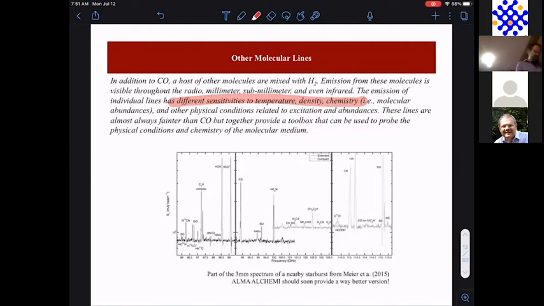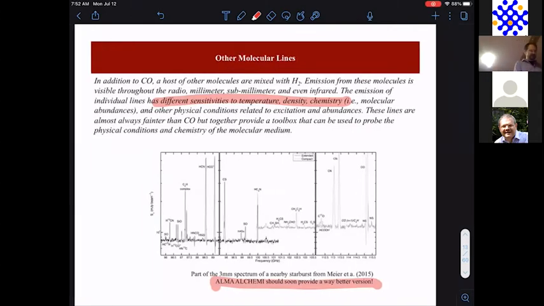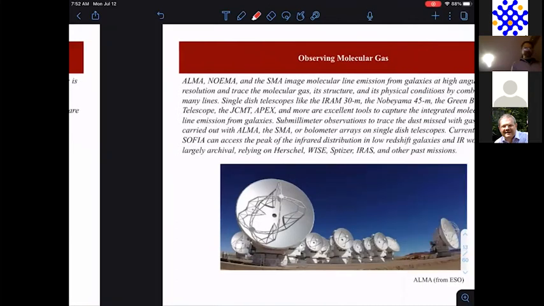And I'm illustrating here just a part of the spectrum of a local starburst galaxy. I'm really hopeful that by the time people are showing this next year, the ALCHEMI large program on ALMA should be giving us an absolutely beautiful view of all the lines that are present in local starburst galaxies.